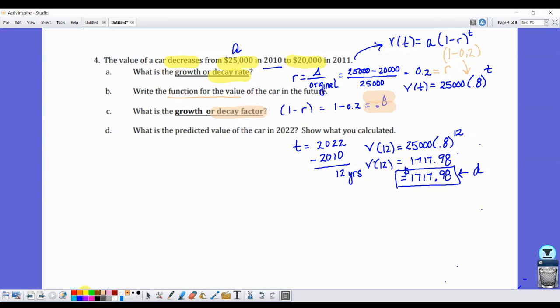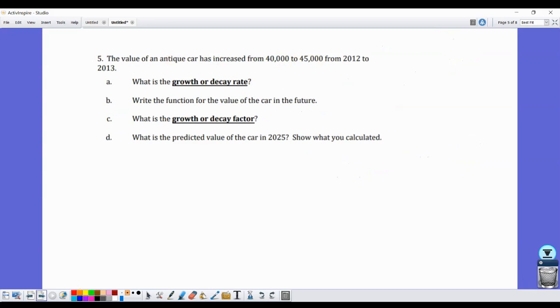So I hope you did pretty well with that. If you need to go back and look at the problem, then go ahead and do so. But we're going to go ahead and move on. Let's take a look at number 5. Again, I'm going to help you get it set up and then leave you to get to work on it.